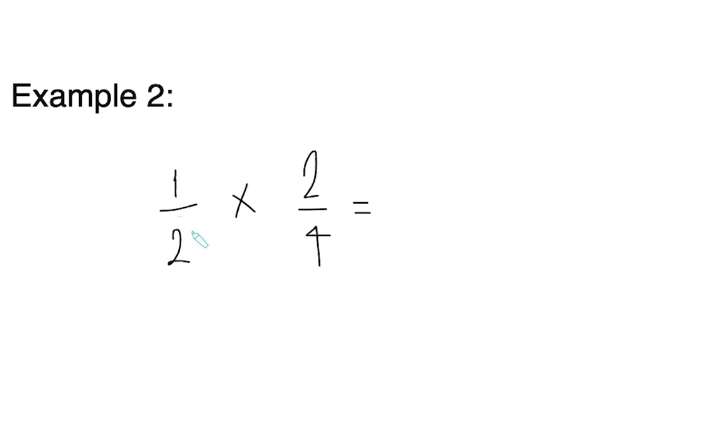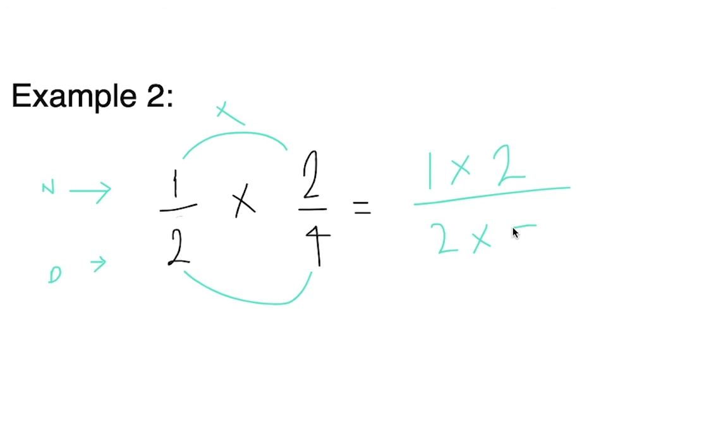This is example 2, and we do exactly the same as what we did before. Again, let's put our labels. These are our numerators, these are our denominators. The bottom is the denominator, the numerator is the top. So we want to times our numerators, 1 times 2, and then we want to times our denominators, 2 times 4. What's the product of this? 1 times 2 is 2, and 2 times 4 is 8. So we get the answer 2/8.